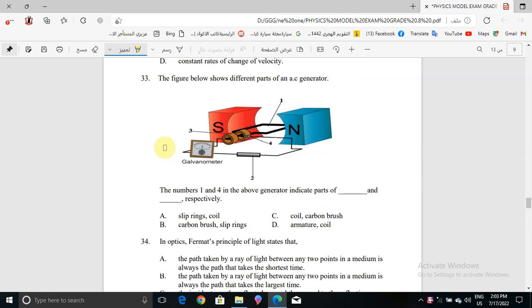Now question number 33, the figure below shows different parts of an AC generator. The numbers 1 and 4 in the above, here we have 1 and here 4, right? Indicate parts of what? It will be 1, which is the coil here, and in 4 we have the carbon brush. So the correct answer for question number 33, respectively, in 1 it is coil, and in 4 it is carbon brush. So the correct answer for question number 33 will be choice C.